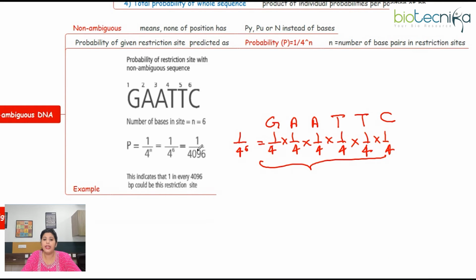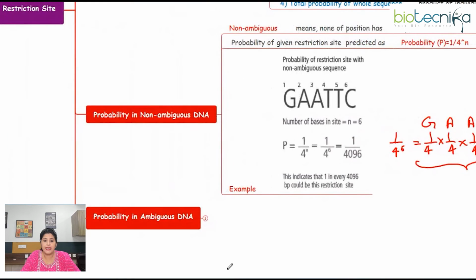So on solving, you'll get 1 by 4096. So this indicates that in every 4096 base pair, there will be a restriction site.